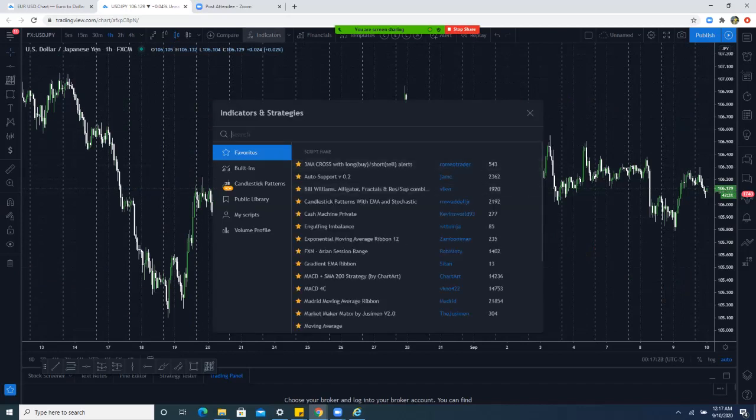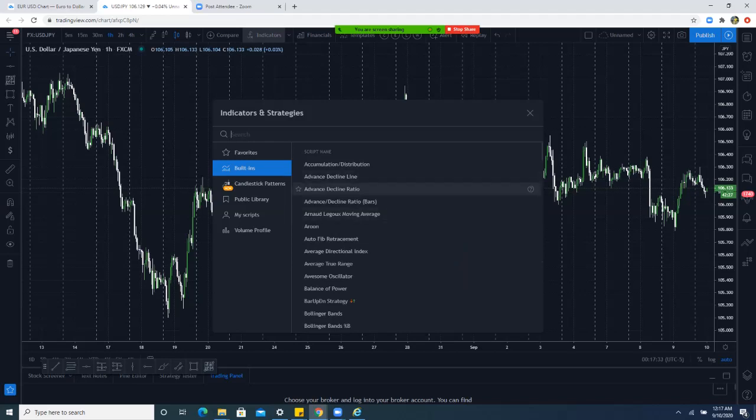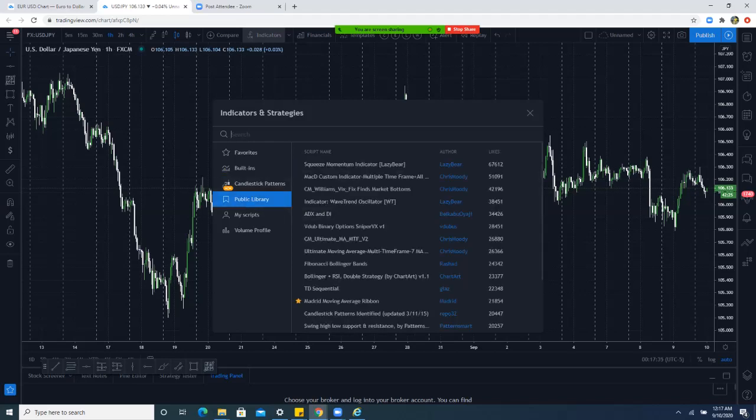Indicators, pretty straightforward. It's going to show you all your indicators. Your favorites are going to be here. Your built-ins are going to be your TradingView indicators. Public libraries are indicators that different clients of TradingView or different customers have self-made. These are self-made indicators or custom indicators that have been published on this platform.